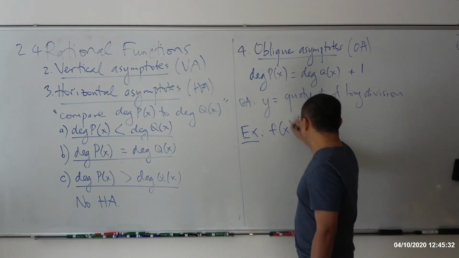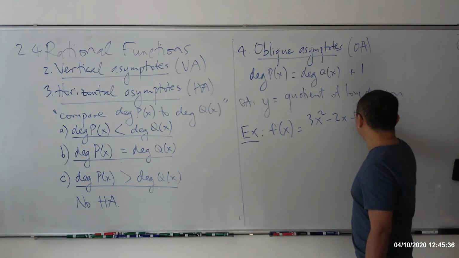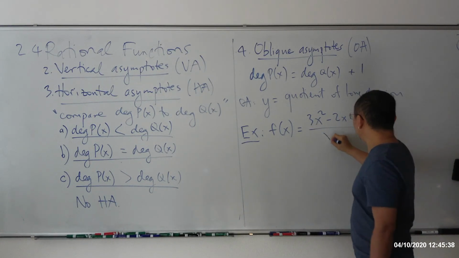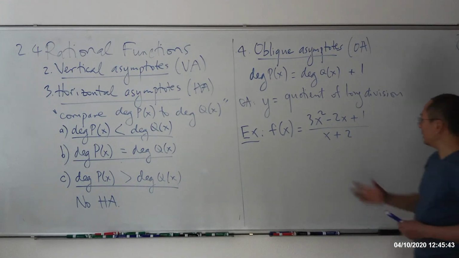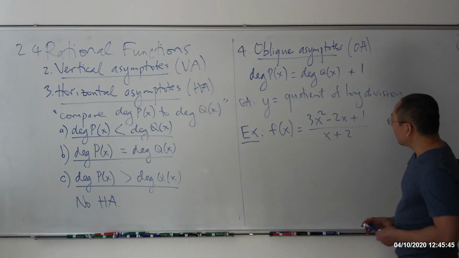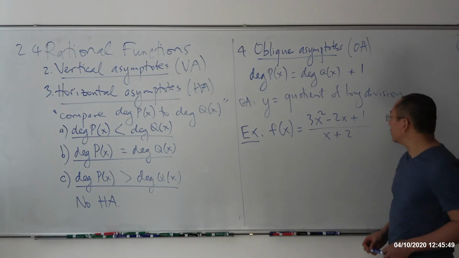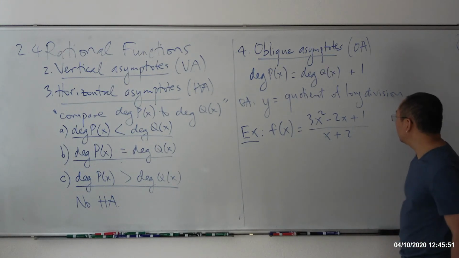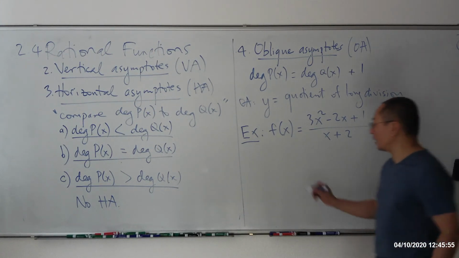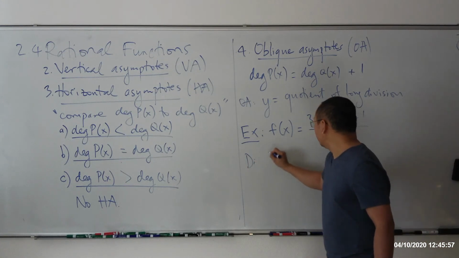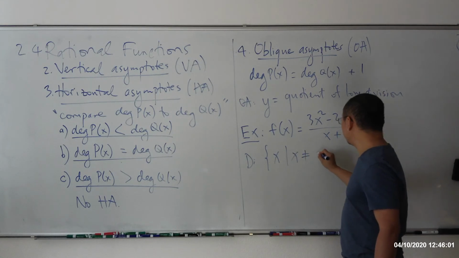F of x is equal to 3x squared minus 2x plus 1 over x plus 2. Obviously, this is a rational function. The top is a polynomial of degree 2 with leading coefficient 3. The bottom is a polynomial of degree 1 with leading coefficient 1. So let's start over. Domain: all real numbers x. X cannot be equal to negative 2.